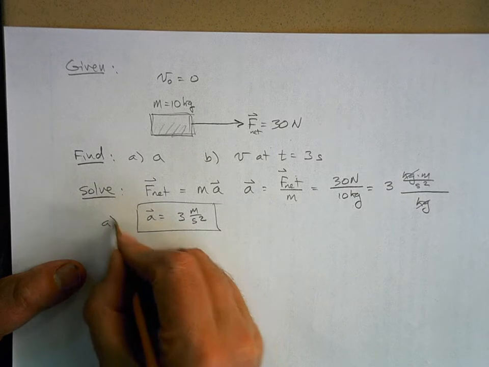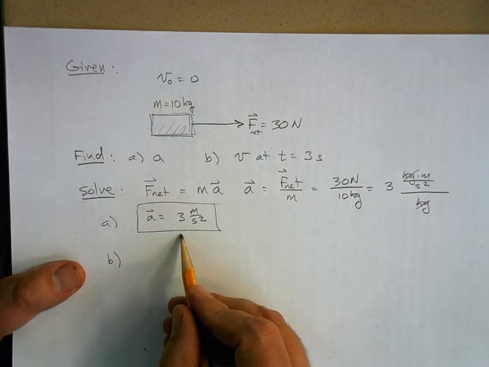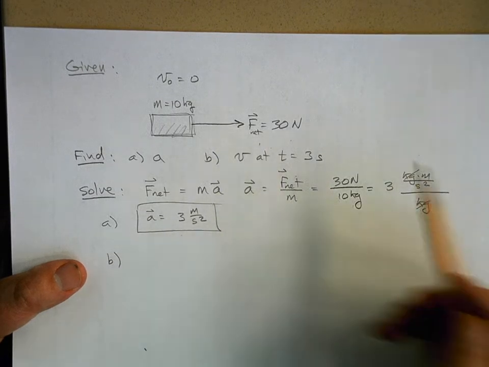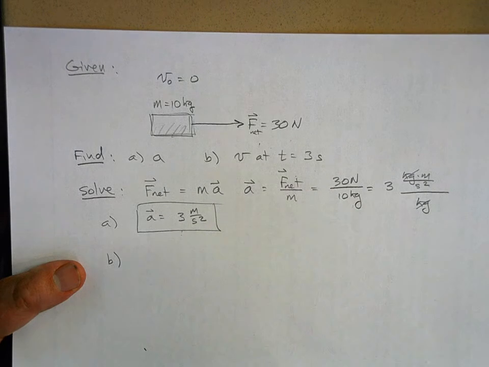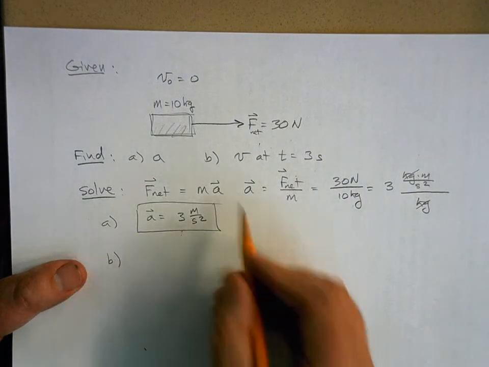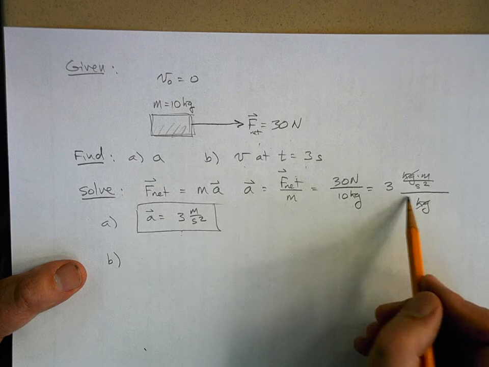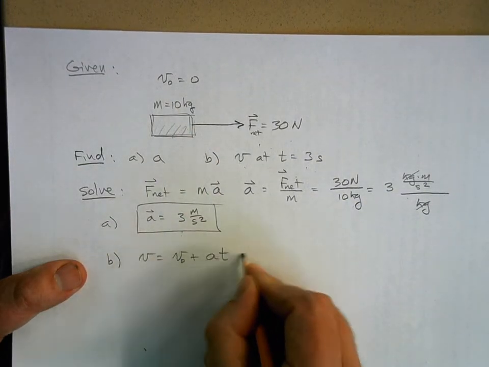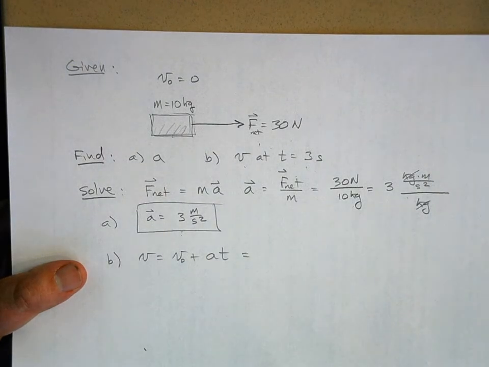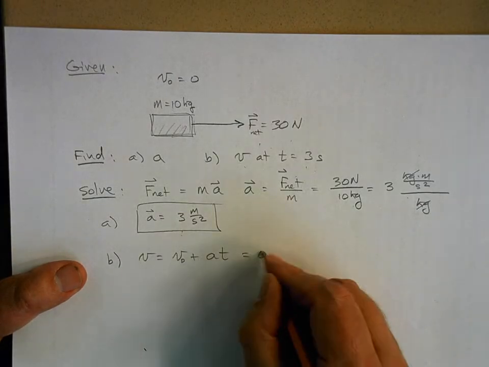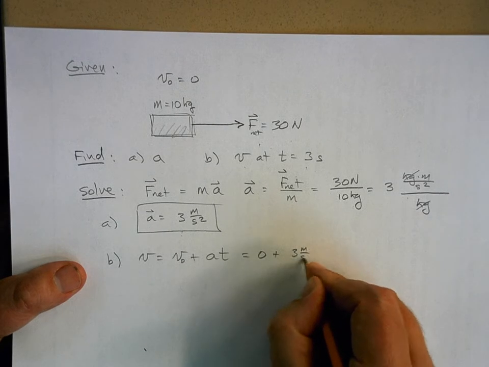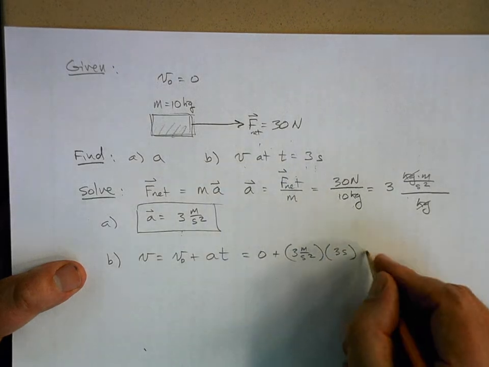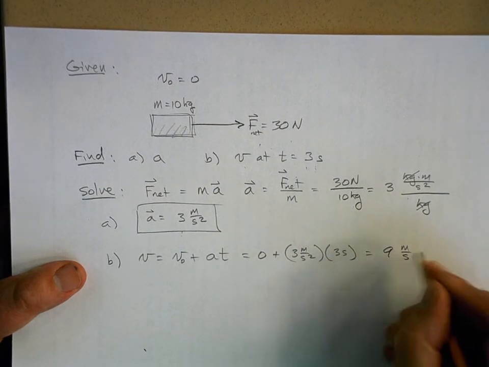So that's part A. Now part B. Now that I know the acceleration, because look, if the net force is constant, the acceleration will be constant, and that means I can use the kinematic equations. If I want to know the final velocity, given time, acceleration, and initial velocity, I use the first kinematic equation. So we're still going to use those kinematic equations. The time is given to be 3 seconds. 9 meters per second is my final velocity.